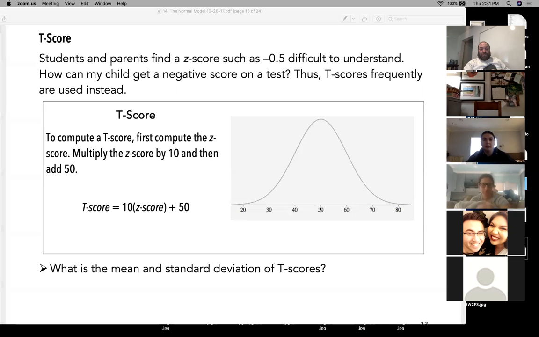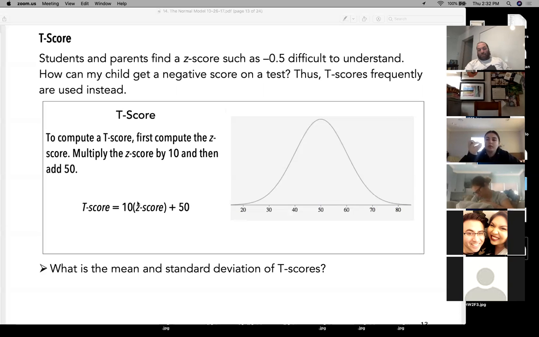Yes. So if this is my chart, I'm here. I am 1/2 of a standard deviation below the mean. That's exactly what negative 0.5 means. But students and parents find that difficult to understand. So what we do instead is we calculate what's called a t-score.